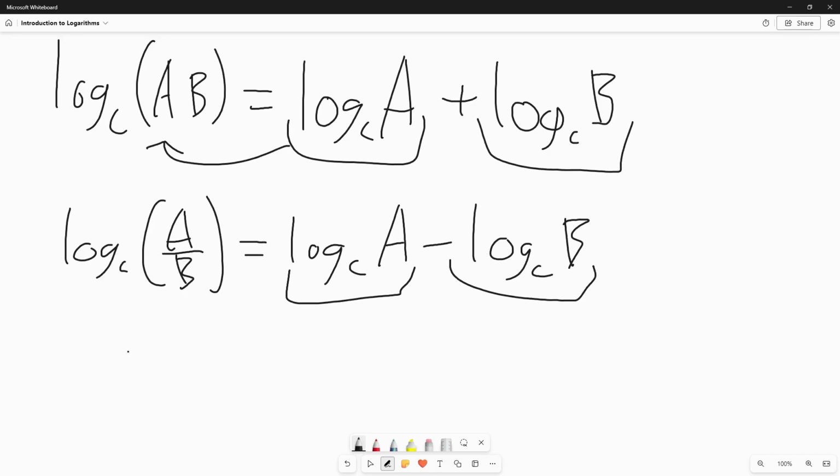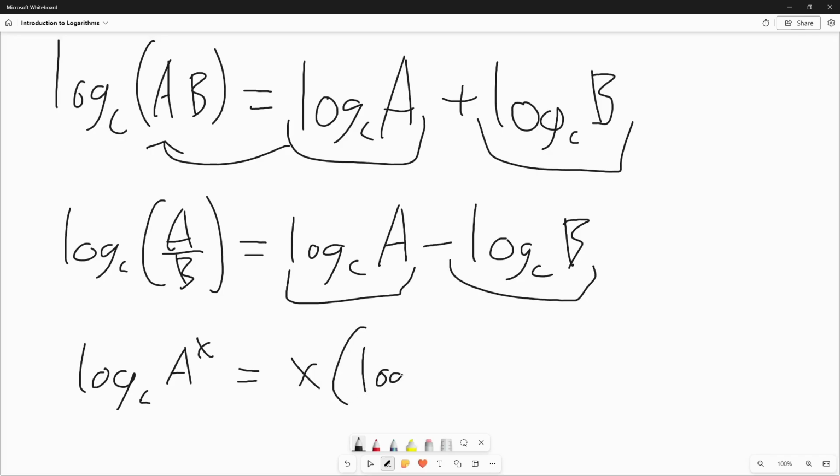And also, if you have log base c of a to the power x, then this can be turned into x multiplied by log base c of a. And this is very useful because it gets rid of the exponent, and that's usually kind of hard to deal with when c and x are different.